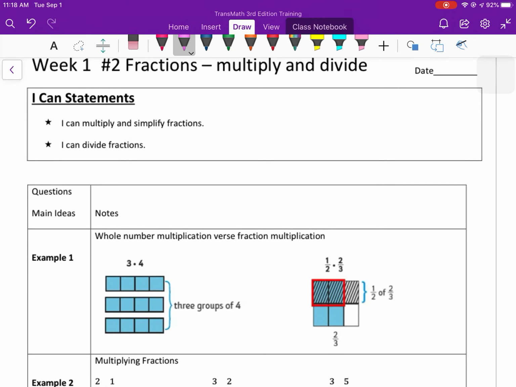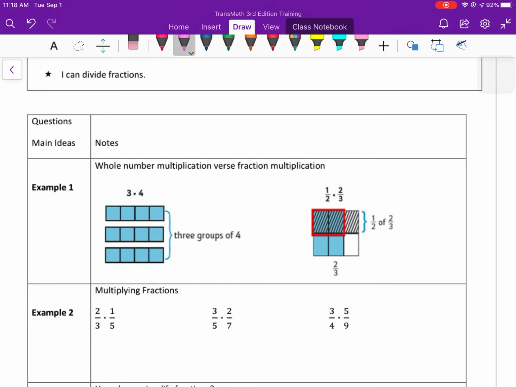All right, here's your second video for the week. We're going to multiply and divide fractions. So just to review, multiplication.